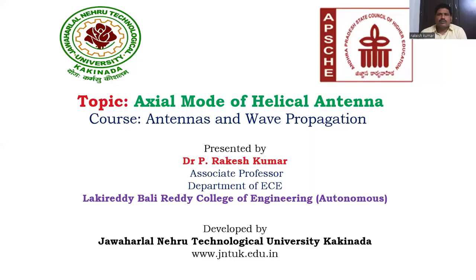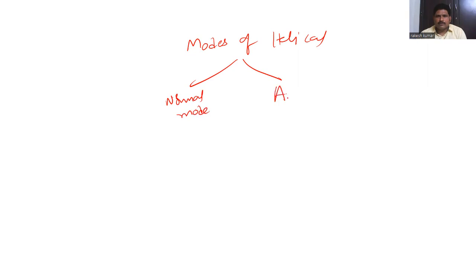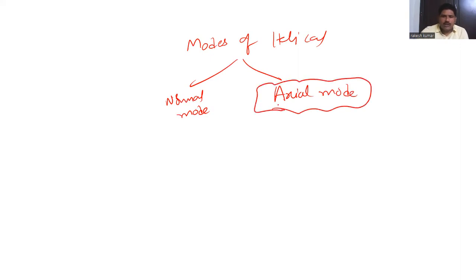Here in this video, we are going to discuss the other mode of helical antenna, that is the axial mode of helical antenna. As we have already discussed, there are two modes of helical antenna: one is the normal mode and the other one is the axial mode. In this video, we will discuss briefly regarding this axial mode.